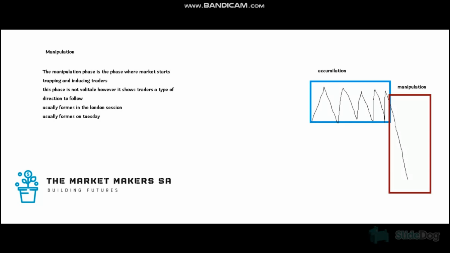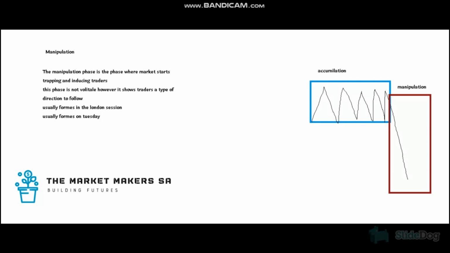It's usually formed in the London session, that's after the Asian session. From 9 o'clock to 2:30 is usually the London session. It shows you direction. Basically it's a trap. They're trying to show you, okay, this is the general direction of the day, so if you trade this, you'll guarantee make money. But it's actually false. They're just trying to take your money.